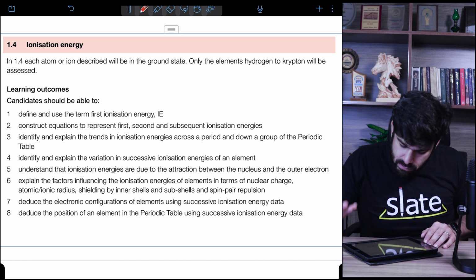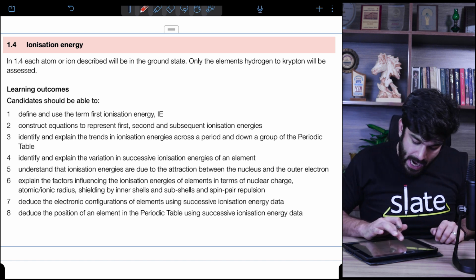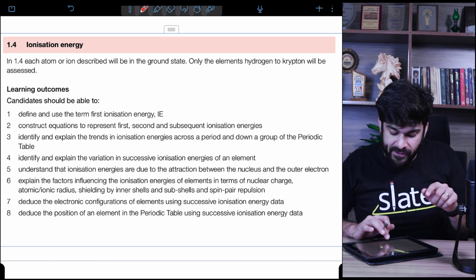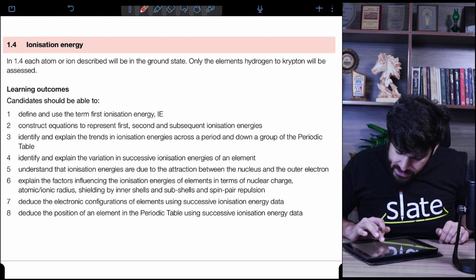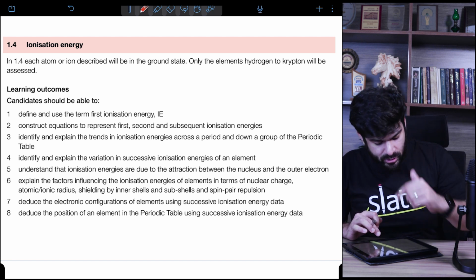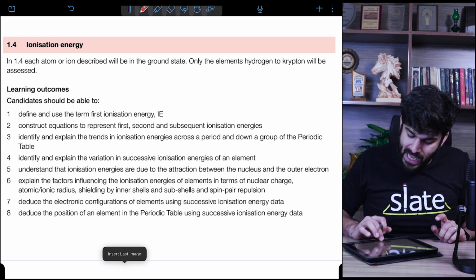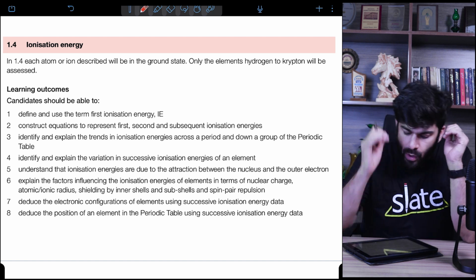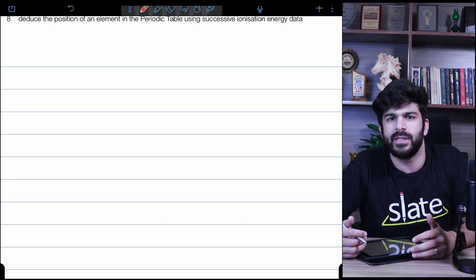topic. Define and use the term of first ionization energy, construct equations, which we will, identify and explain the trends. Trends are very, very, very important. Identify and explain the variation in successive ionization energies of an element. Very important again. Understand the ionization energies are due to the attraction between nucleus and outer electrons. We will study then the factors and deduce the electronic configuration of elements using successive ionization energy data. Now, we'll just start off with this topic by first defining what ionization energy is.